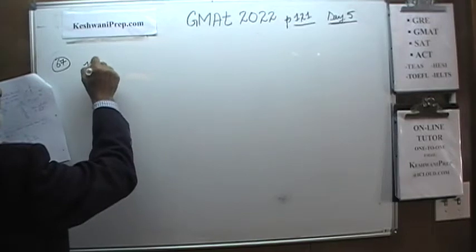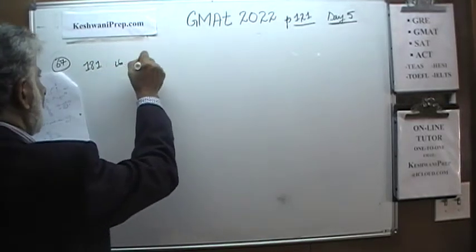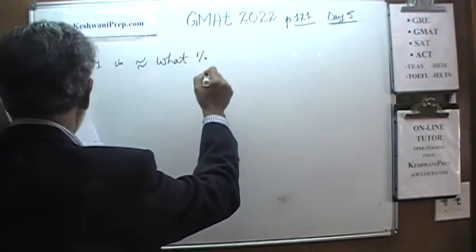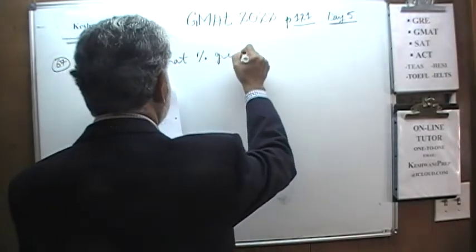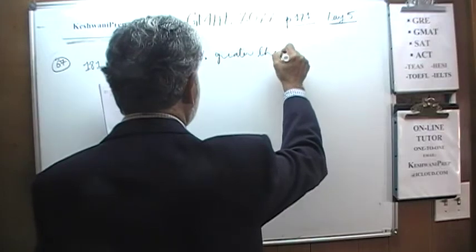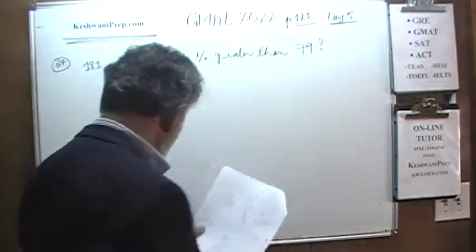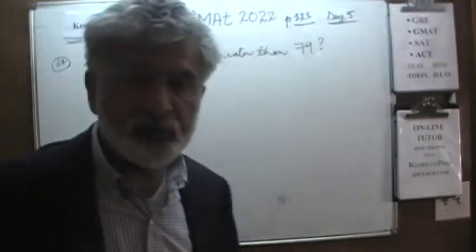It says: 181 is approximately what percentage greater than 79? 181 is approximately what percentage greater than 79?